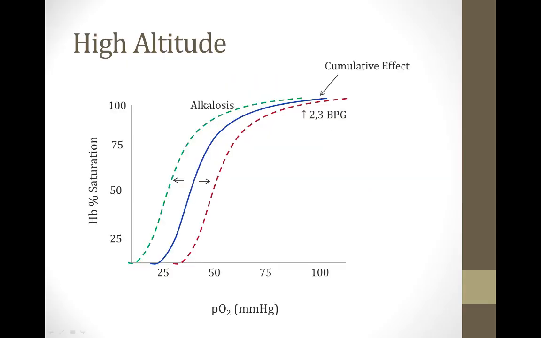So let's take a look at a picture here. Suppose that the blue line here is the normal oxygen-hemoglobin dissociation curve. Well, the alkalosis is going to tend to shift it to the left, like to this green dashed curve I've shown right here. However, the higher levels of 2,3-BPG are going to shift it to the right, like this red line here. So the cumulative effect is that you're going to end up right back where you started from, at the blue line in the middle. The two effects largely cancel each other out.